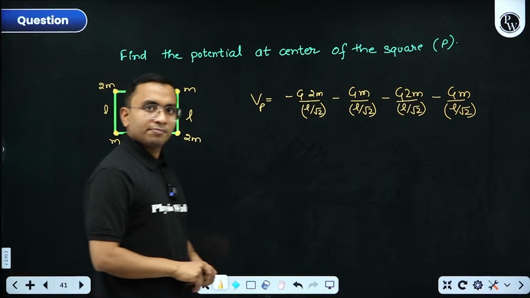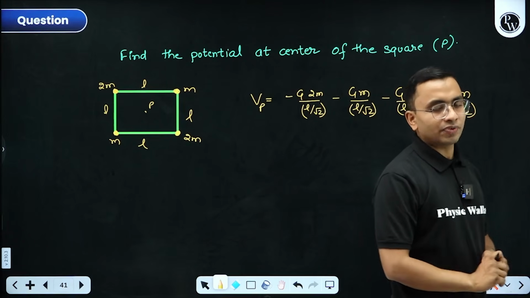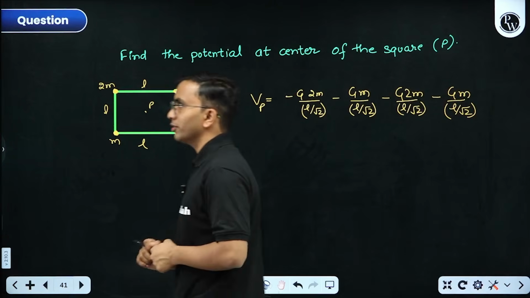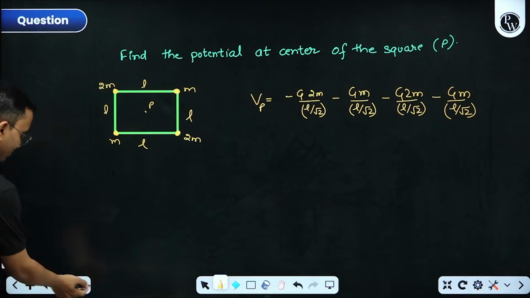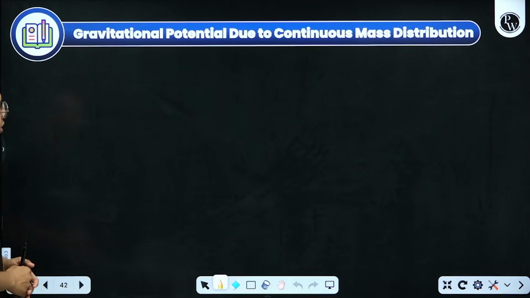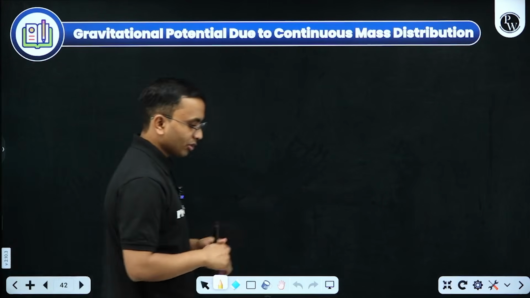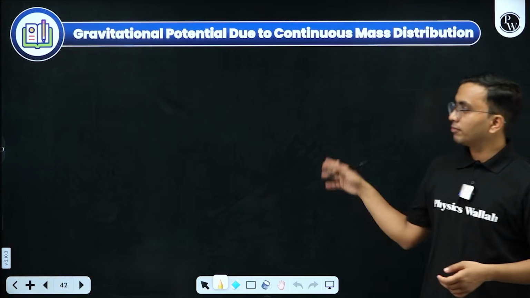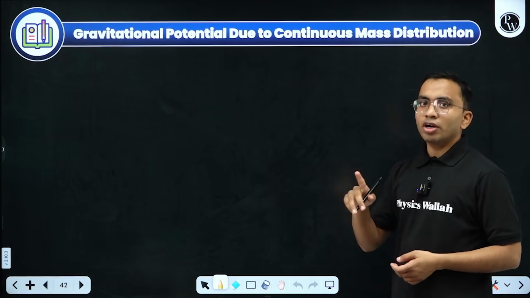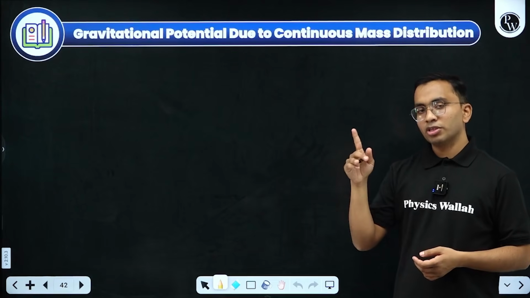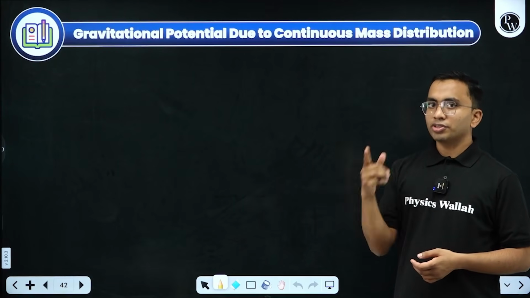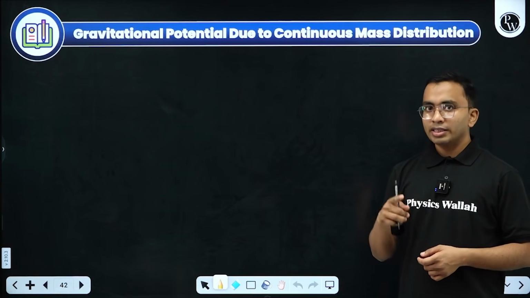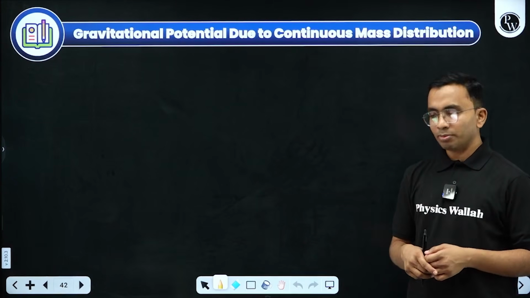Is this clear? Potential is very simple because it is scalar. Just write individual potentials and add them. Now, gravitational potential due to continuous mass distribution. Now, consider there is a continuous mass distribution. The same things we did for a rod, then for a ring, semicircular ring, then on the axis of a ring, then for a sphere, hollow sphere, then a solid sphere. Let us do the same exercise for them.